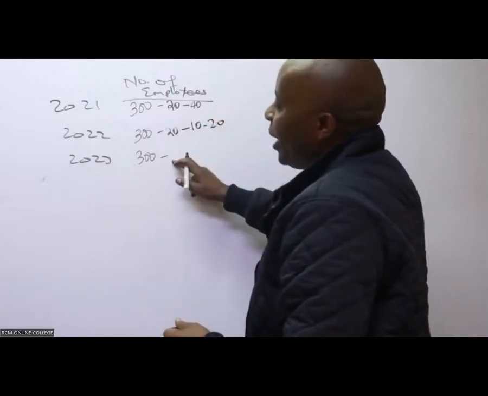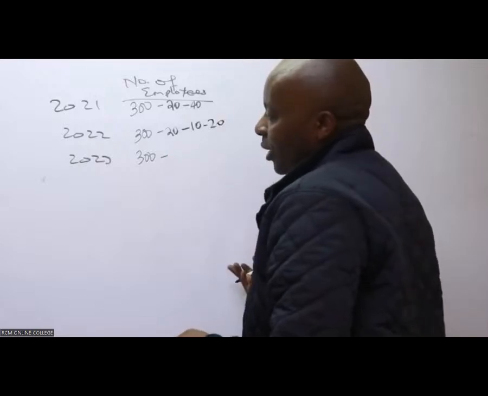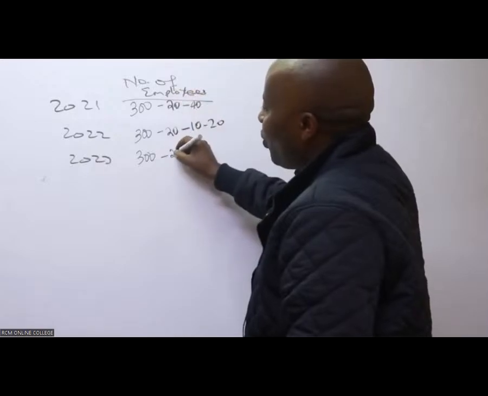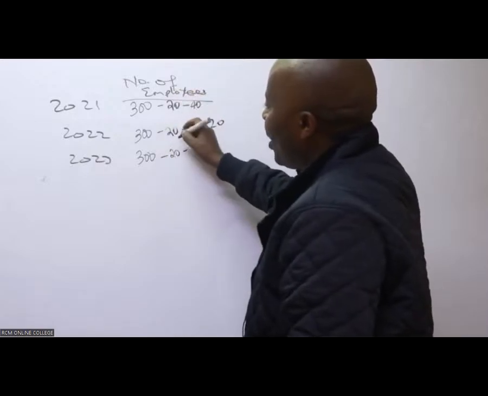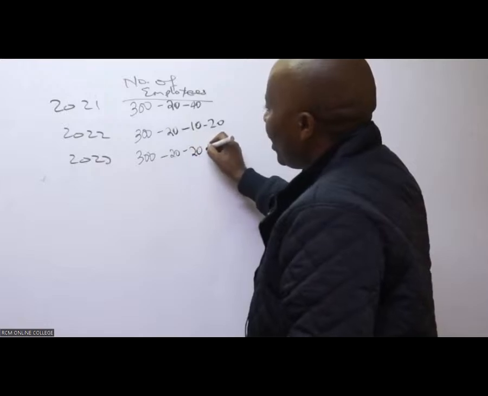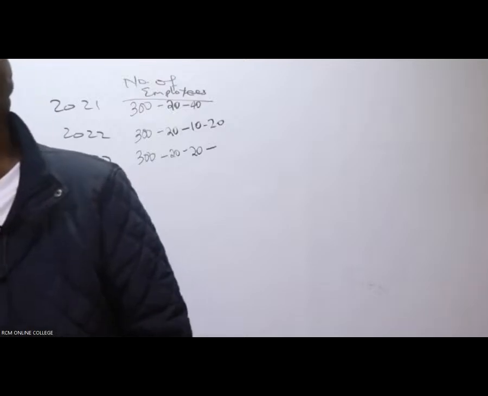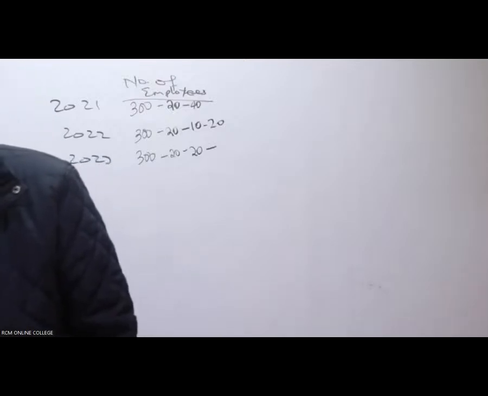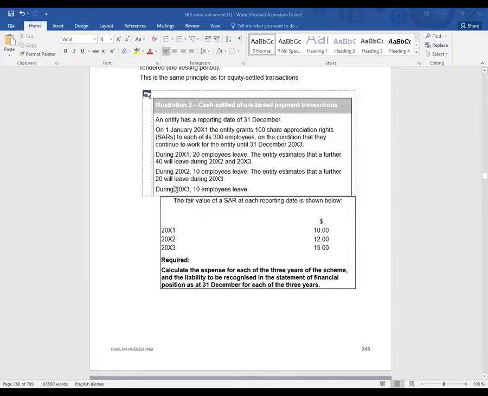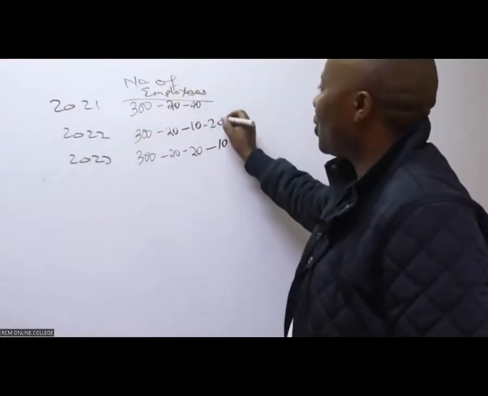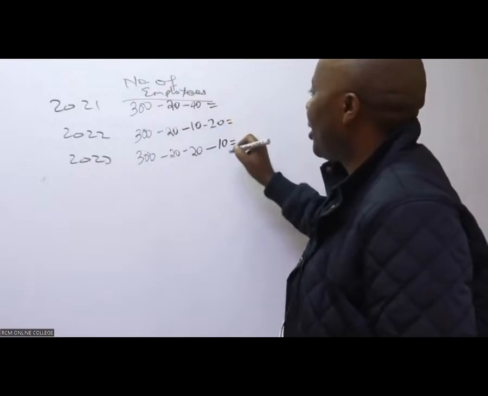Here, only the actuals for the period. So we know that 20 actually left in 2021. In 2022 we had 20 actually leaving, and then for 2023 they have given us the actual that left. What have they told us in 2023? During 2023, exactly 10 left. So could you kindly give me these numbers? Give me the numbers.